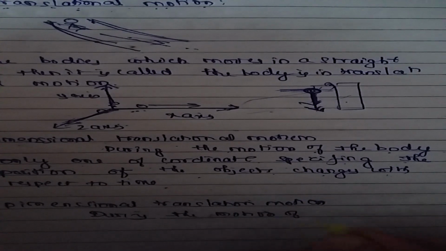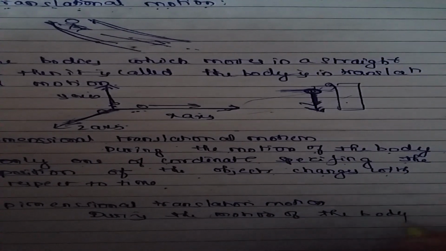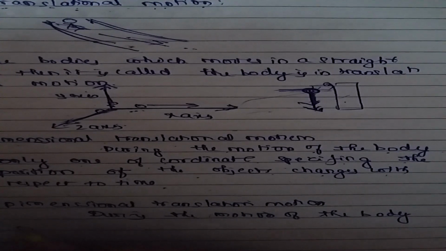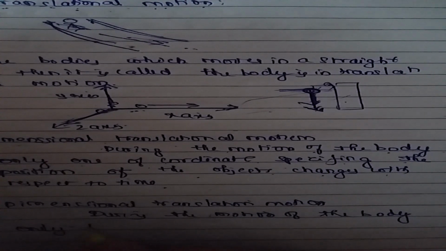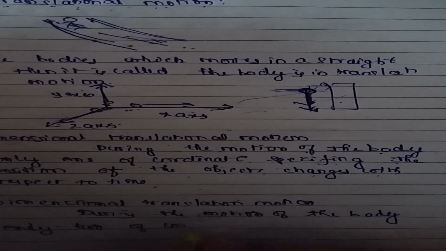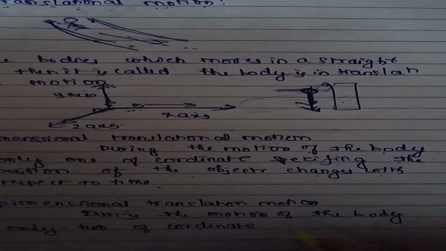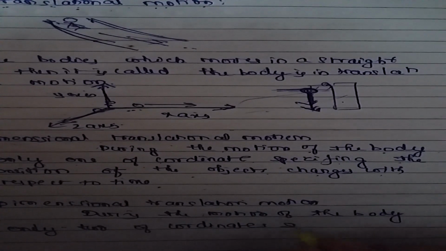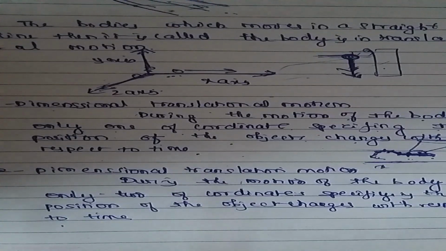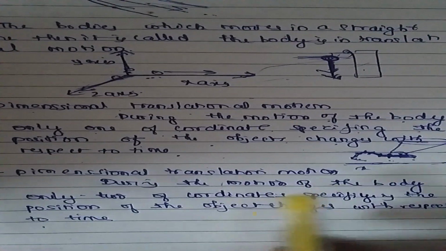During the motion of the body, only two coordinates are specifying the position. Therefore, two-dimensional motion of the body can be defined as the motion which requires two coordinates to specify the position of an object with respect to the time.